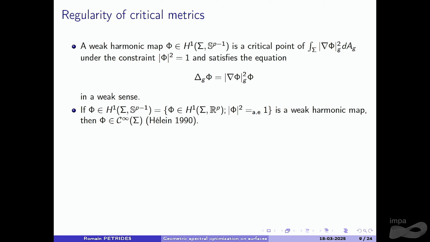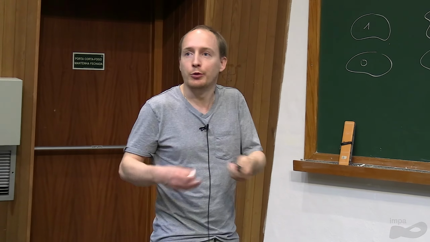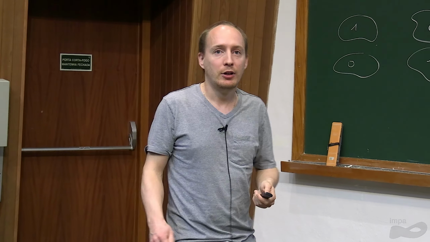And what we have is a regularity result. If you take a map phi, which is a weak harmonic map, which satisfies this equation in a weak sense, so in the sense of distributions, then it is smooth. It's the same result as for harmonic functions, for instance. So we can be very happy with that, to make a variational method.